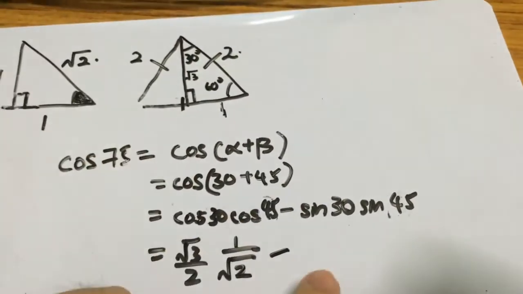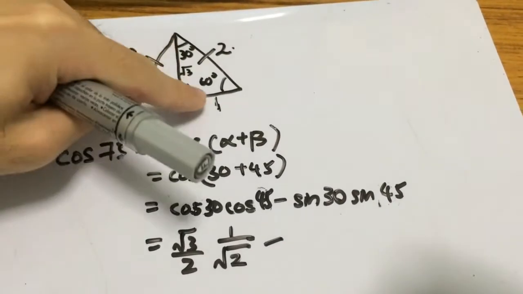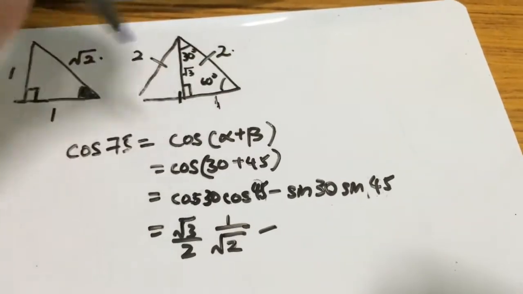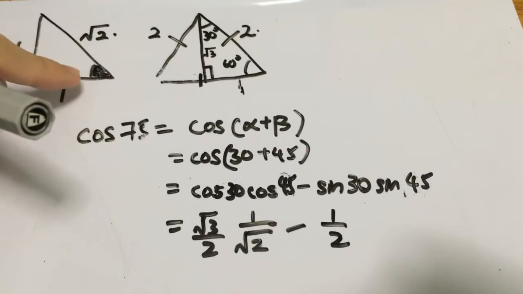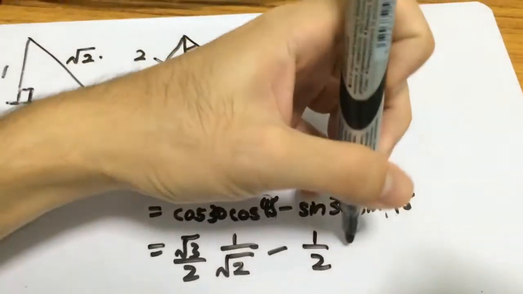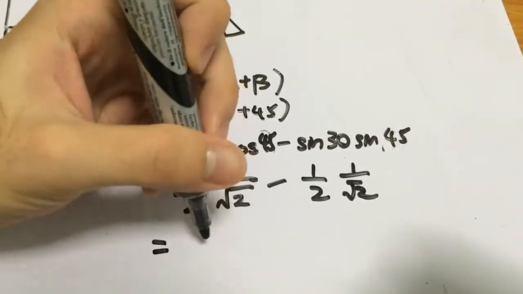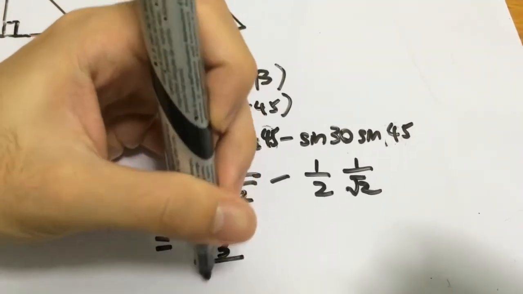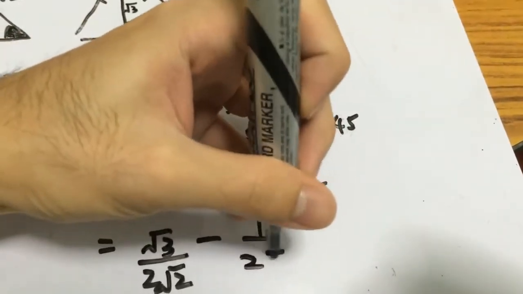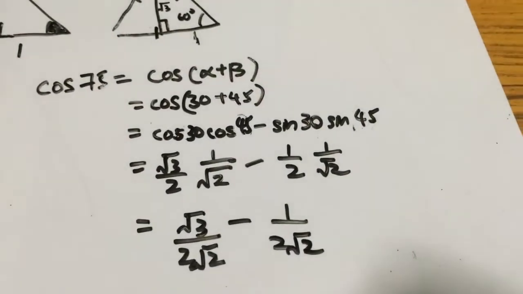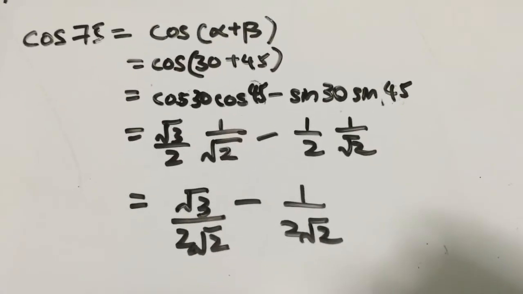Okay, minus sine 30. Sine 30 is how much? Let's take a look at this angle. So it will be sine 30, the opposite is just 1 over 2. And then sine 45 down here is 1 over square root 2. And basically you can solve already. So that will be square root 3 over 2 square root 2 minus 1 over 2 square root 2. So this is the answer of finding cosine 75.